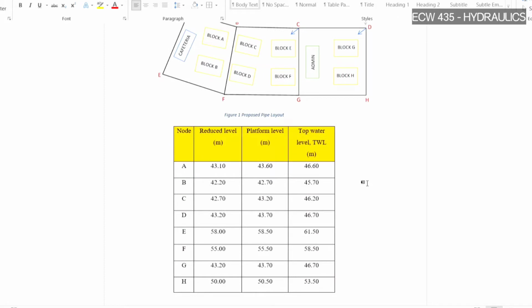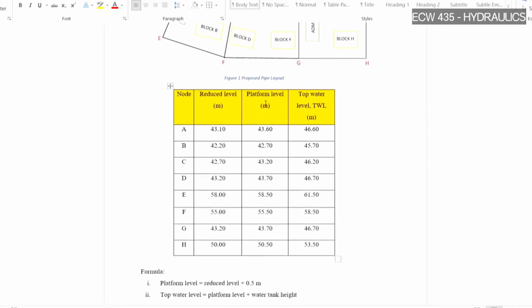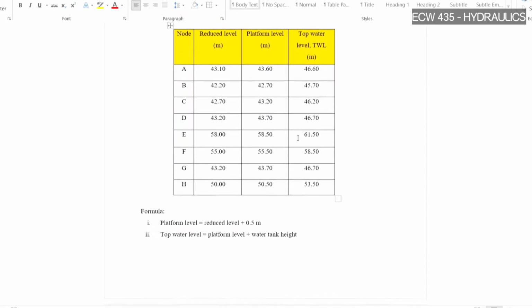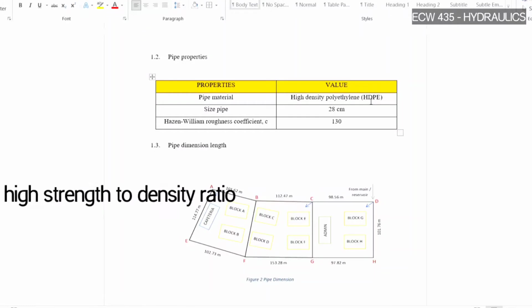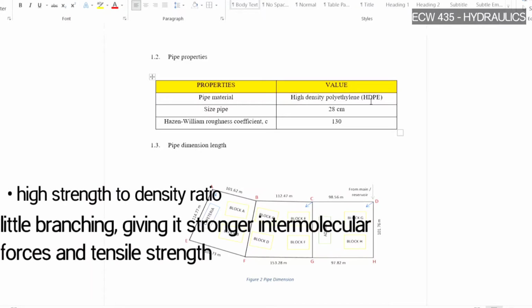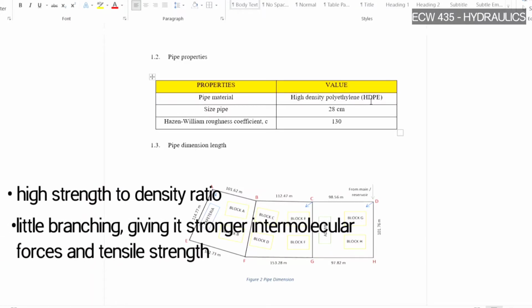And also from the pipe layout, we need to identify the reduced level, platform level, and top water level by using this formula. As you can see, the pipe material that we use is high density polyethylene. The reason that we use high density polyethylene is because it has a high strength to density ratio. High density polyethylene also has little branching, giving it stronger intermolecular force and tensile strength.